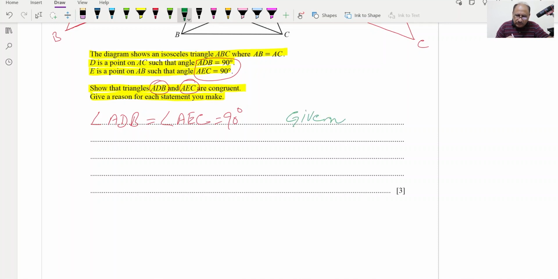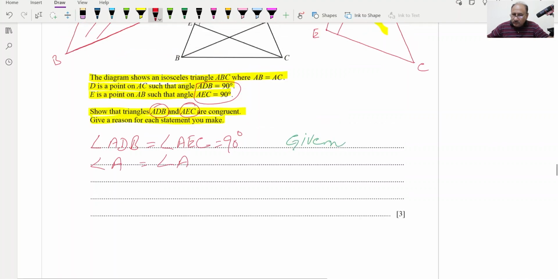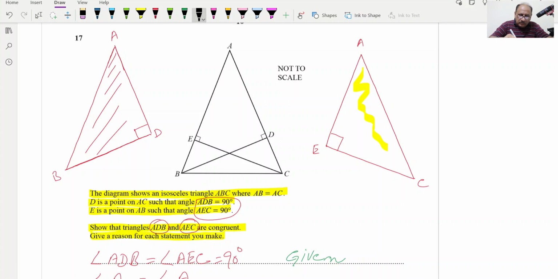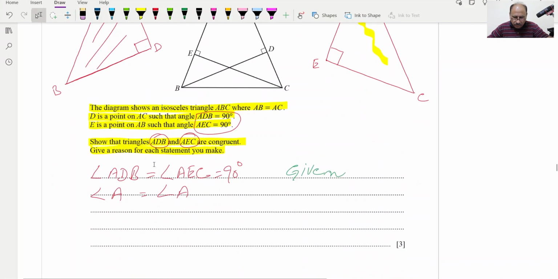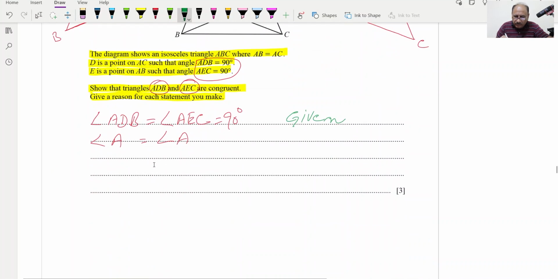This is given in the question, and angle A is equal to angle A. These two angles are common in both. This angle and this angle are equal because this is angle A, which is common in both triangles. So the reason we will write is common in both triangles. So this angle A will be the same.